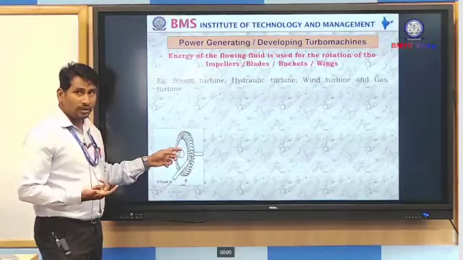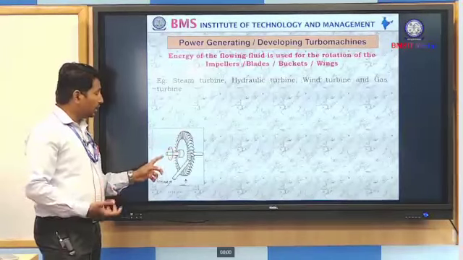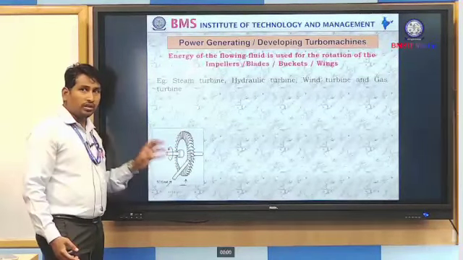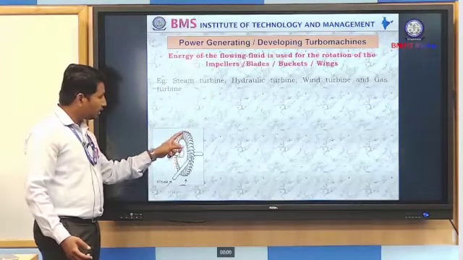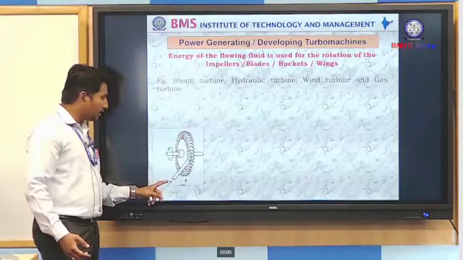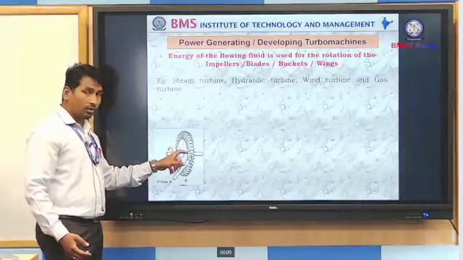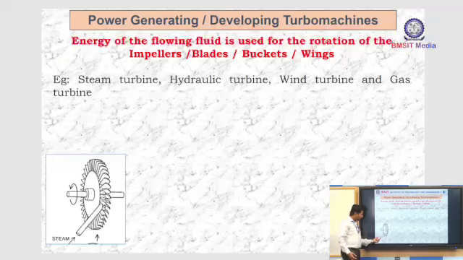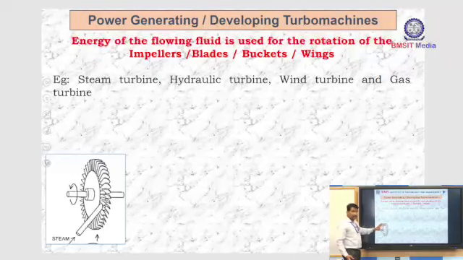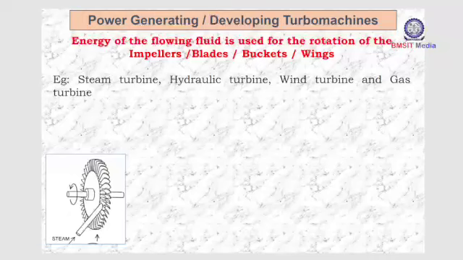As a basic definition, I already explained that to call any machine a turbo machine, there should be a rotating element and a fluid interaction. So here the wheel or rotor is rotating and the fluid, which is steam, hits the blades or the rotor. Because of that, the rotor starts rotating. The working medium is the steam and the rotating element is this rotor. So the combination of these two, we can call a turbo machine. Generally, because the input fluid is steam, we call it a steam turbine.